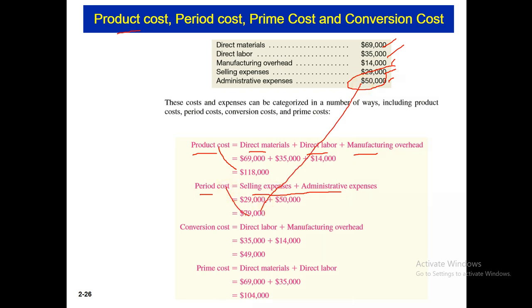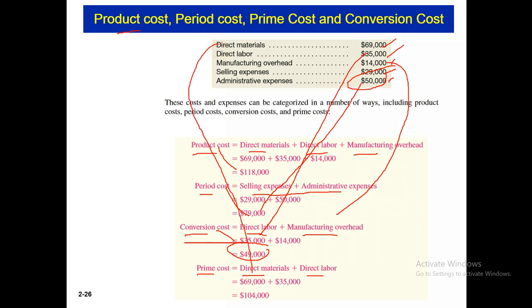Now conversion cost means direct labor and manufacturing overhead. You know that our manufacturing overhead here is 14,000 and direct labor 35,000. Collectively we call this the conversion cost. And prime cost is the fundamental cost to produce our product: direct materials and direct labor. So our direct material cost is 69,000 and direct labor cost is $35,000. This is the total figure of our prime cost. I think this slide is clear to everyone.